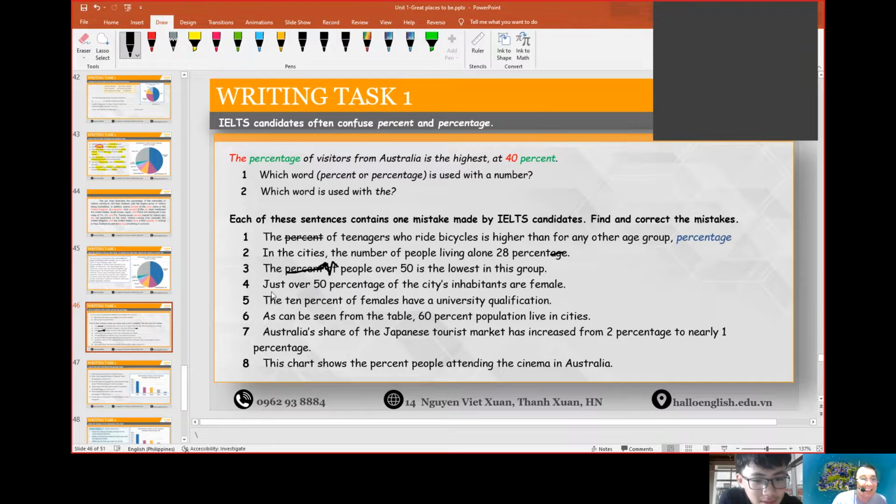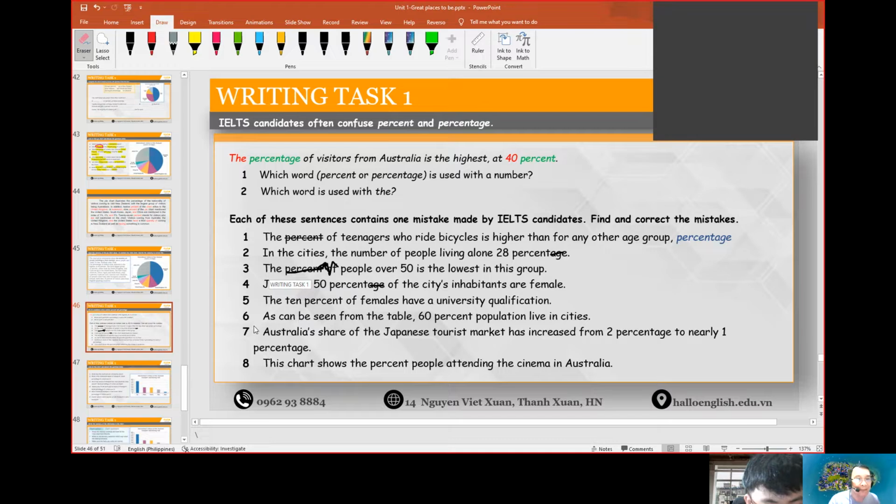Okay, next. Just over 50% of the city inhabitants are female. So again, we have to omit that. Yes, next. The 10% of females have a university qualification. Is it correct? The 10% is incorrect. Because if we don't have the word 10, this means it's percentage. But we have a number word here, which is 10, so therefore we have to take percent. Sorry, I have to omit that.